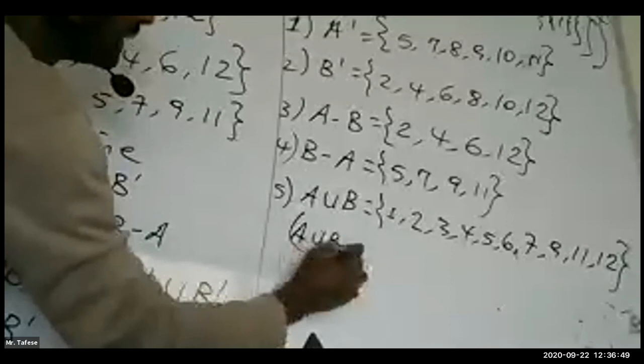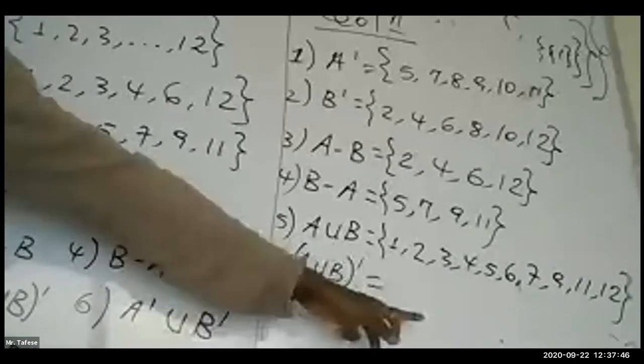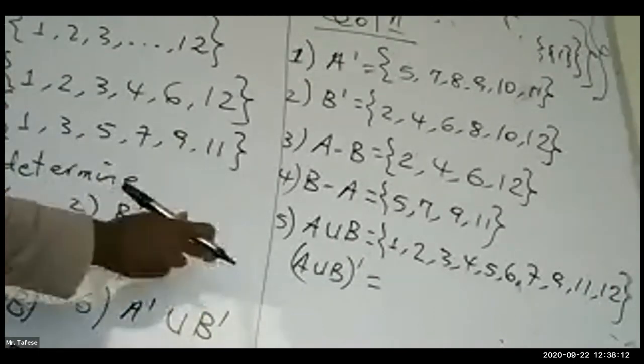Now, A union B complement. So you have to reject 1, 2, 3, 4, 5, 6, 7, 9, 11, and 12. When you reject these numbers, what numbers are left from the universal set? That will be the answer for A union B complement.